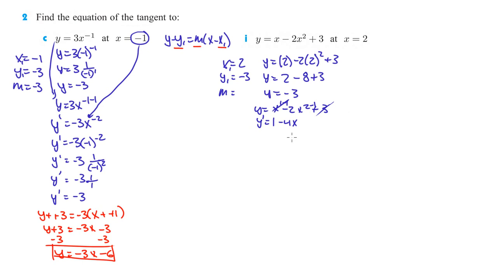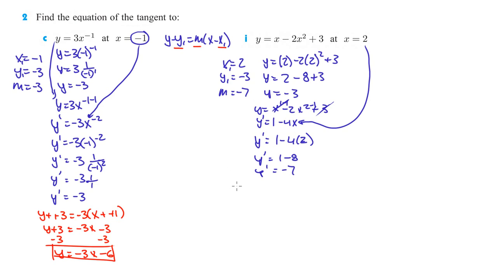So to find our slope when x is positive 2, we're going to simply plug this 2 in for that x right there. So we get 1 minus 4 times positive 2 is 1 minus 8. So our derivative function here, when x equals 2, we get -7. So that's our slope. Okay, and now we plug it into our point slope formula.